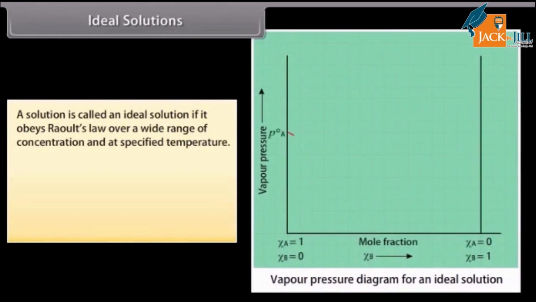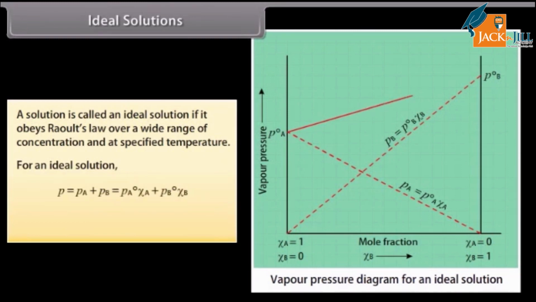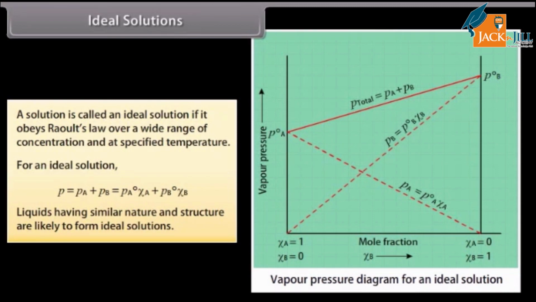Ideal solutions. A solution is called an ideal solution if it obeys Raoult's law over a wide range of concentration and at specified temperature. For an ideal solution, P is equal to PA plus PB. It can be written as P is equal to PA naught into XA plus PB naught into XB. Liquids having similar nature and structure are likely to form ideal solutions. For example, mixture of methanol and ethanol.